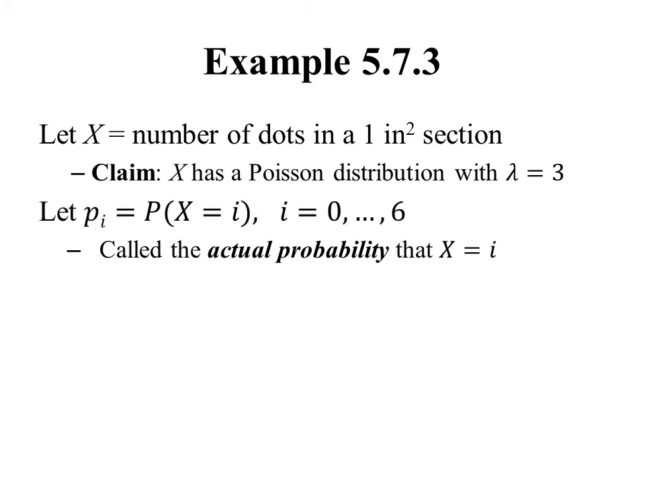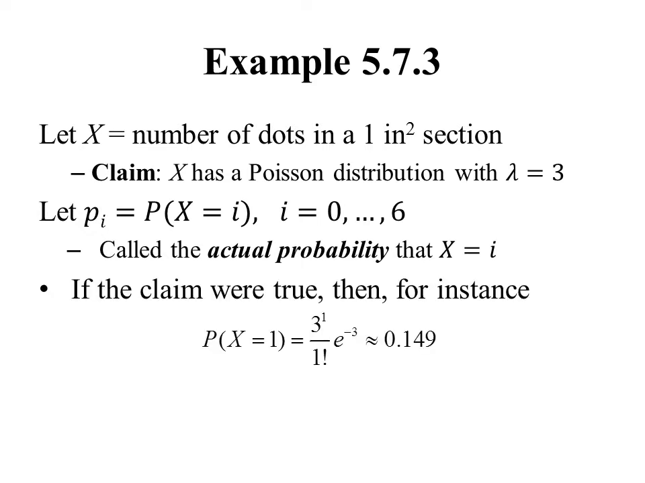Okay. So let's define some terms here. Let p sub i equal the probability that x equals i, where i is a number between 0 and 6. And we're going to call this number p sub i the actual probability that x equals i. Now if the claim were true, meaning if x really did have a Poisson distribution with parameter lambda equals 3, then for instance the probability that x equals 1 is going to be equal to this. So this number comes from the probability mass function of a Poisson distribution.